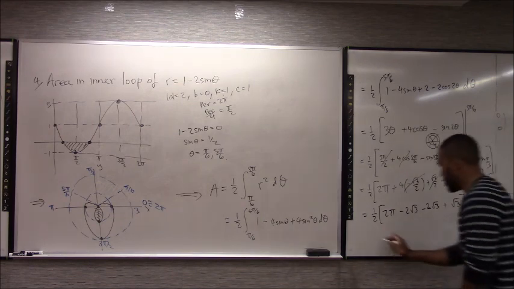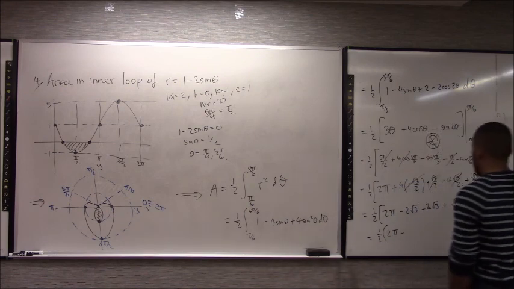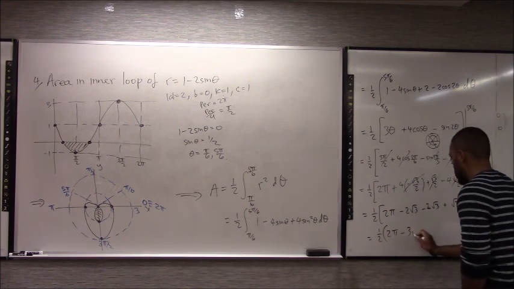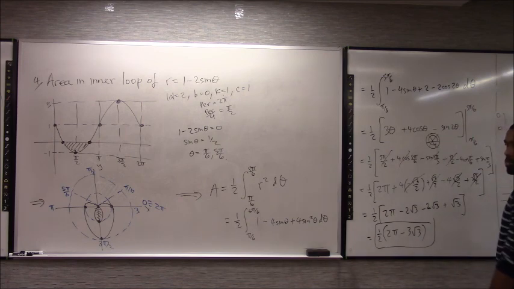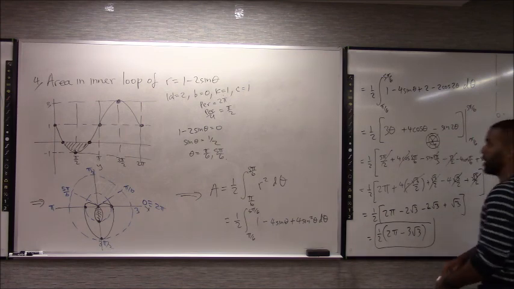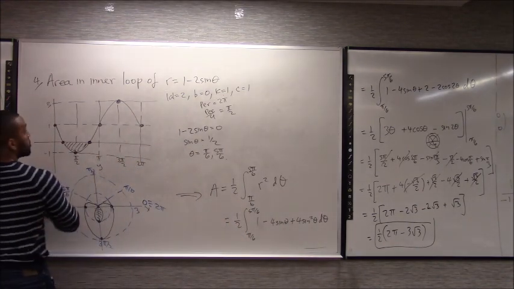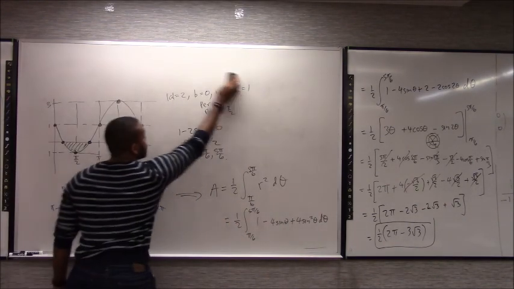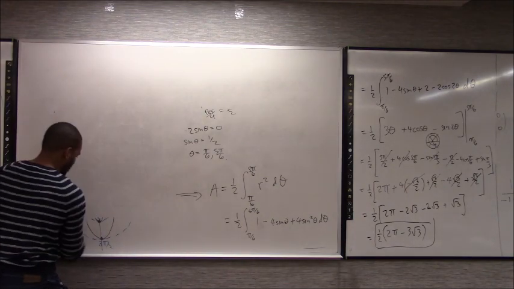So what do we have here? 1/2 times 2 pi minus 3 radical 3. Right? I don't know which group did that, if you got that answer. Pretty much. Yeah? Yeah, that's what it is.